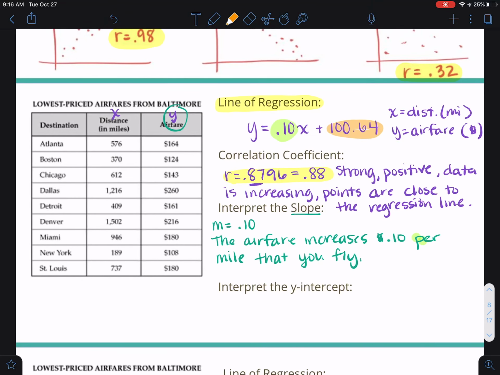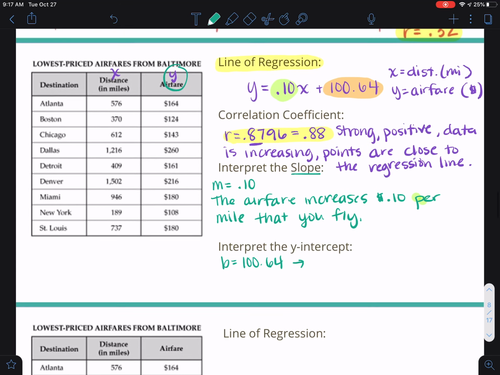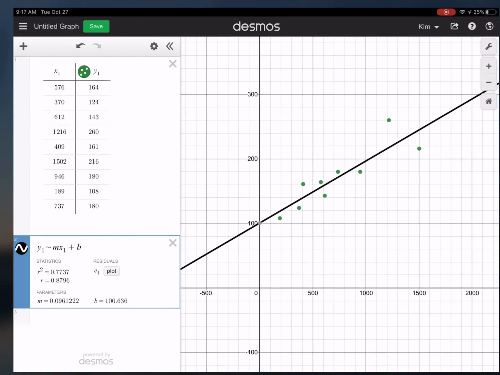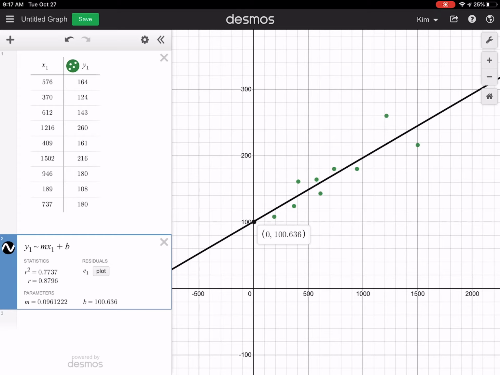All right, now we have to interpret the y-intercept. So remember, the y-intercept is this number here, so 100.64. The y-intercept is always when x is 0. We know that. So we're going to say when the distance is 0, so if you flew 0 miles, the price would be 100.64, right? Which if we look at our Desmos graph, you'll see right here, the y-intercept there.